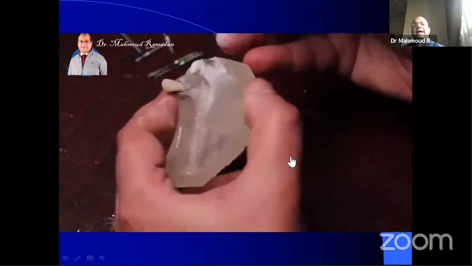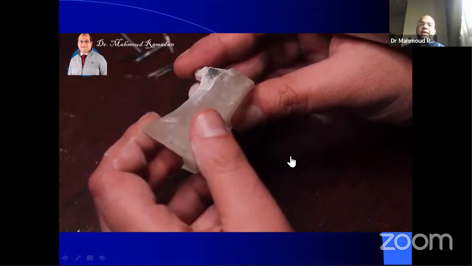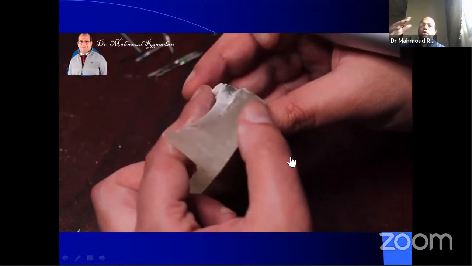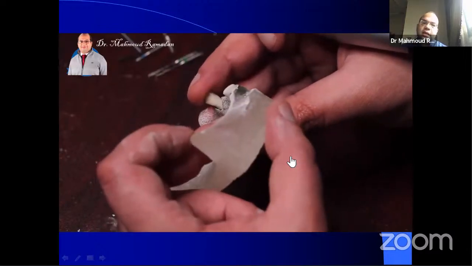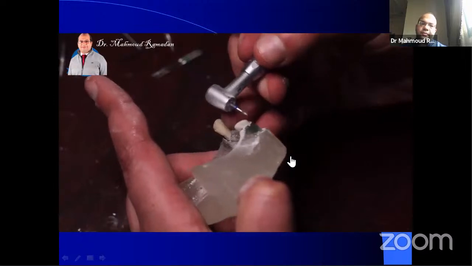The reason that the bevel inclination is towards the labial surface is to give a chance for the ridge lap of the artificial tooth to be set well over the abutment teeth without interference.